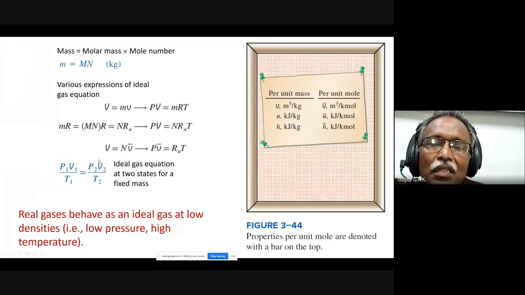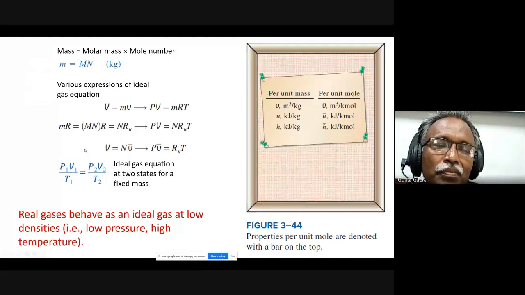And similarly, this small v bar is molar volume. So if you divide both sides by n, so V by n is v bar. That is meter cube per mole. And so at two different states, P1V1 by T1 equal to P2V2 by T2.